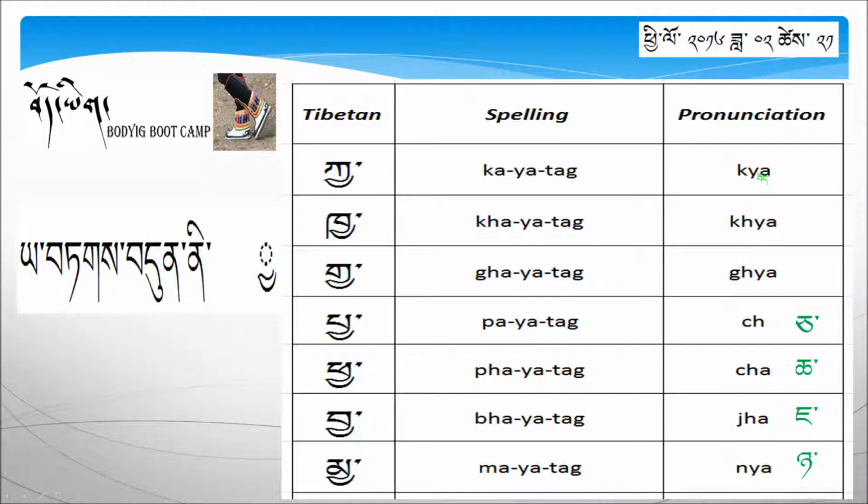Every time you see this combination of letters, it is always pronounced or read as kayata kya, and then payata cha, and mayata nya.